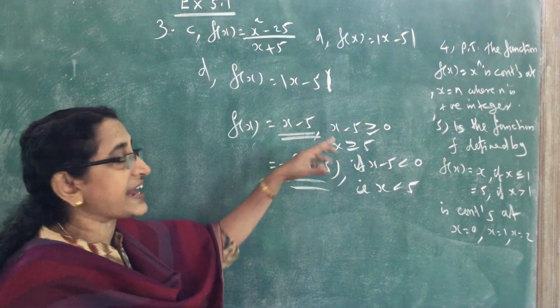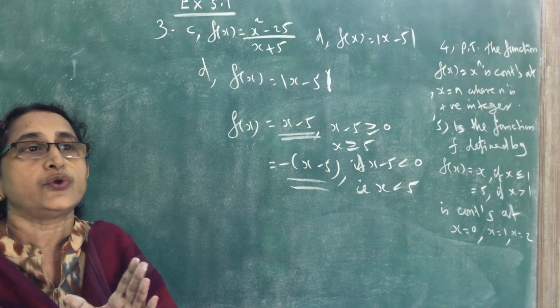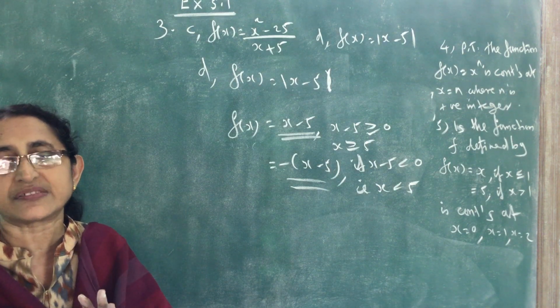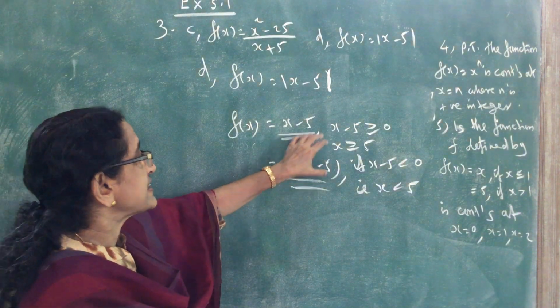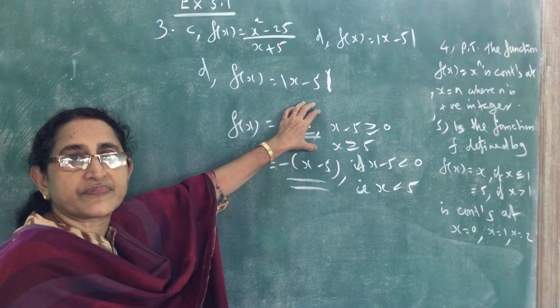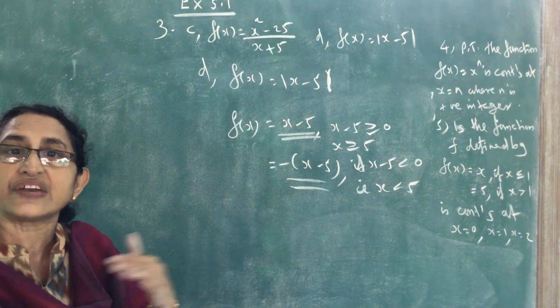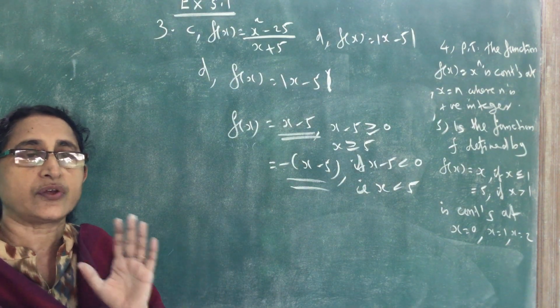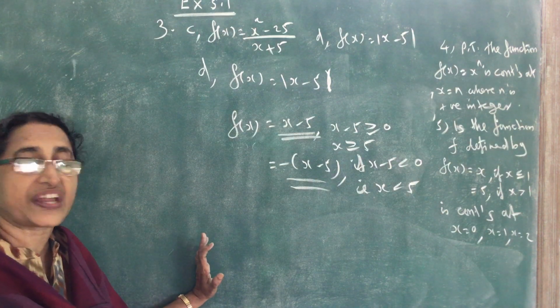But when you check the continuity at x = 5, you have to find both left and right limits, because when x < 5 the function is this one, and when x > 5 the function is this one. Different values. So when you check the continuity at x = 5, we have to find both left and right limits.